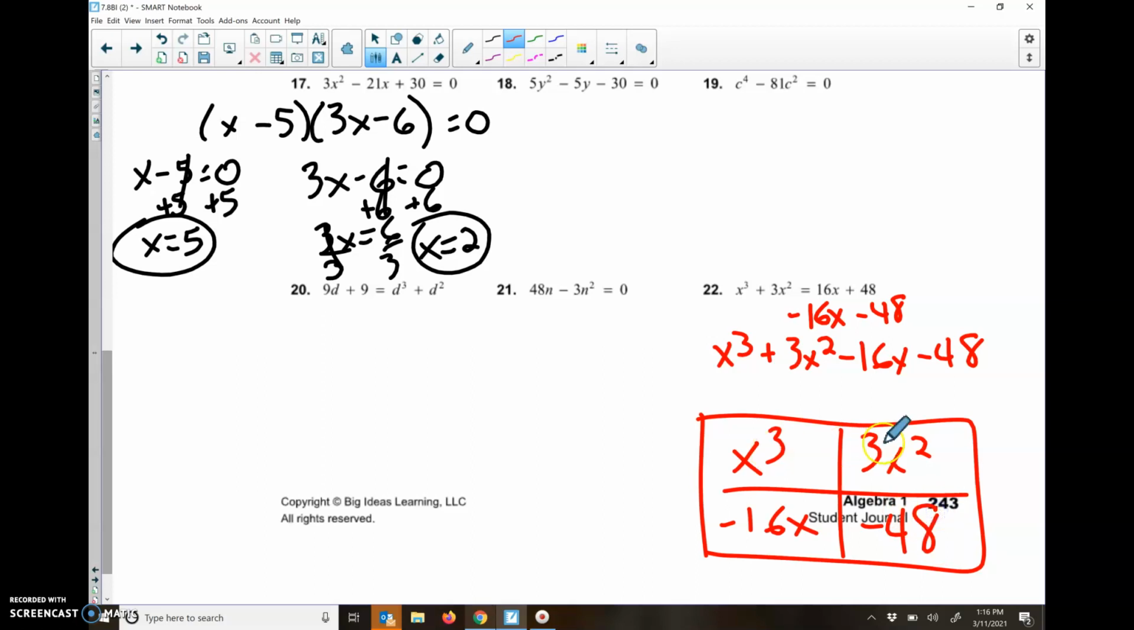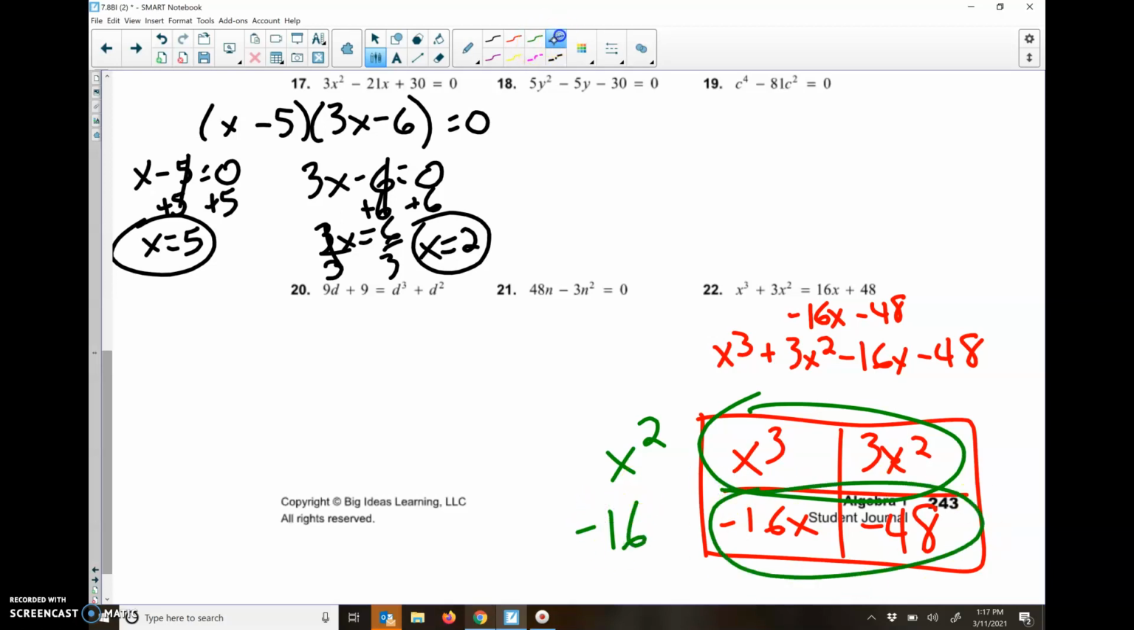So my greatest common factor between x to the third and 3x squared is just an x squared. My greatest common factor between negative 16x and negative 48 is a negative 16. And the verticals, greatest common factor between x to the third and 16x is just x. Then my greatest common factor between 3x squared and negative 48 is just 3. And now you'll notice something a little different with these parentheses now.